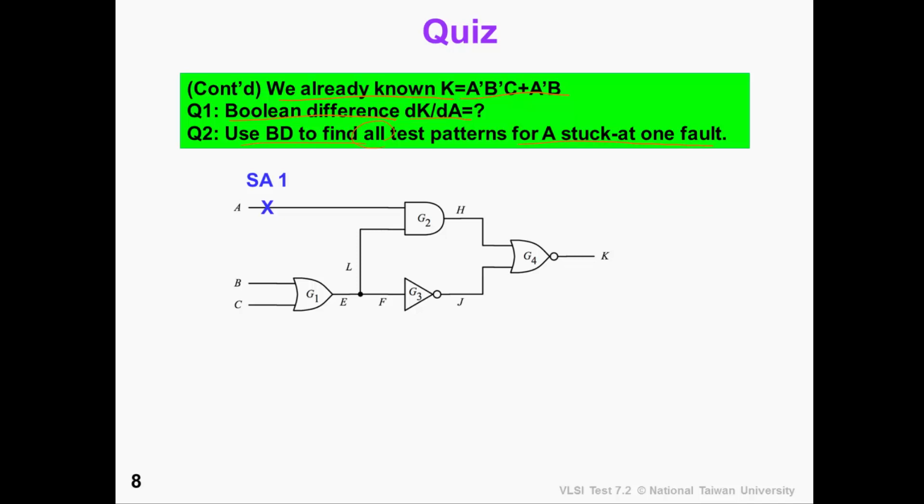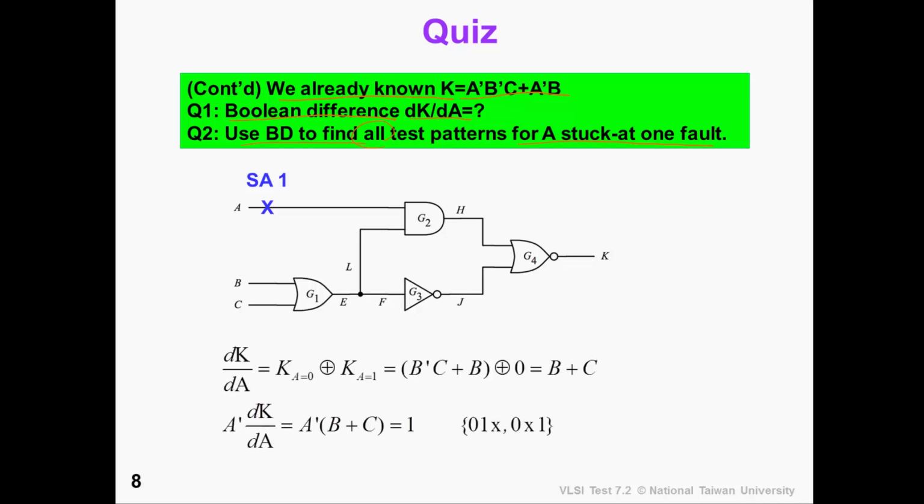Okay, are you ready for the answer? The answer is like this. When A is equal to 0, K is equal to B prime C plus B. When A is equal to 1, K is simply a constant 0. So we take these two terms and exclusive-or them. The answer is B plus C.